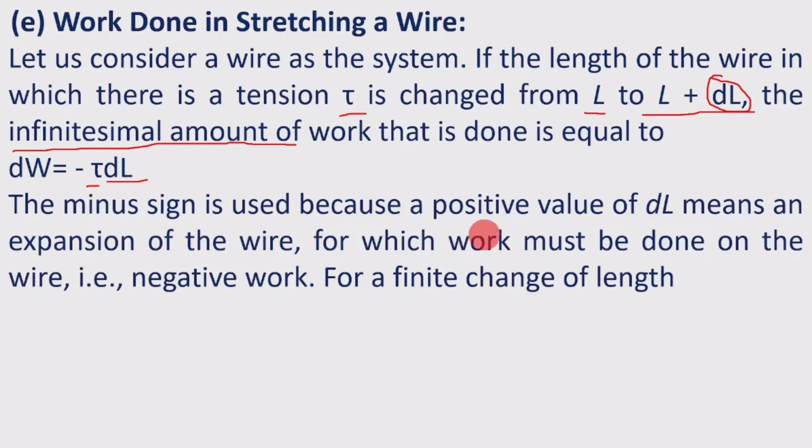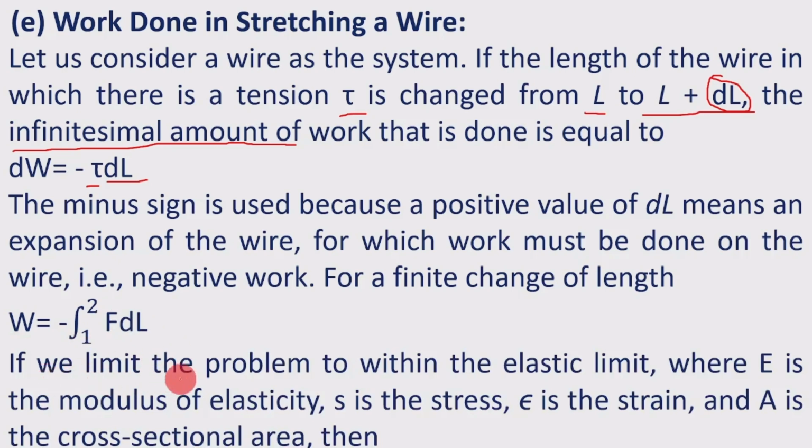The minus sign is used because a positive value of dL means expansion of the wire, for which work must be done on the wire. Okay, on the wire the work is done. Therefore, work done on the system we are going to take as negative. Therefore, there is a negative work. For a finite change of length, for that particular length change, the work done can be given as W equal to minus integral from 1 to 2 of F dL.